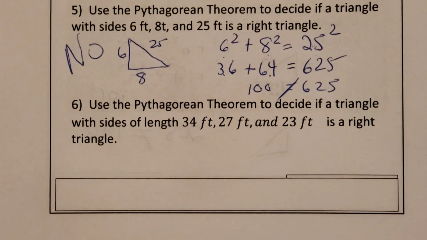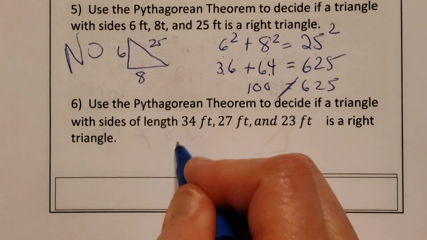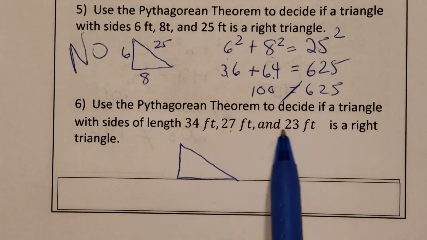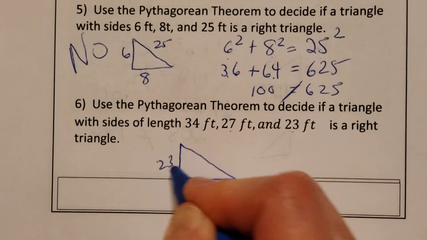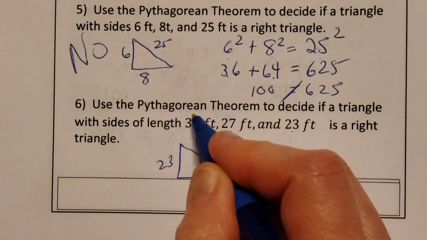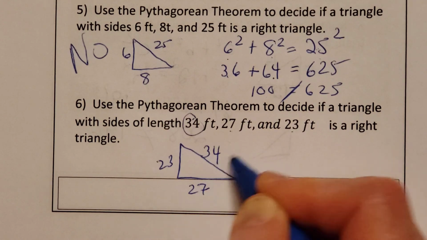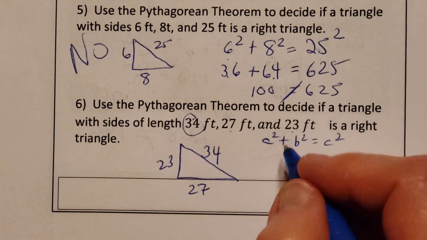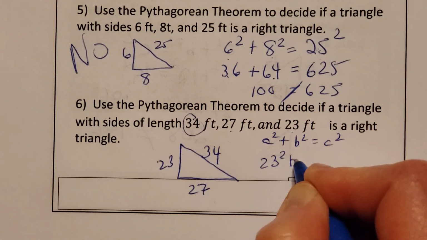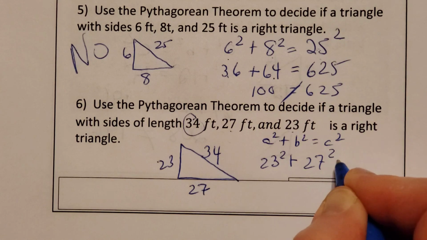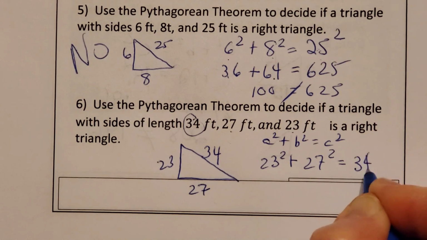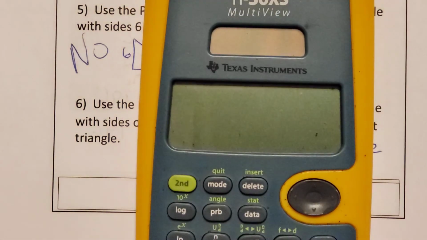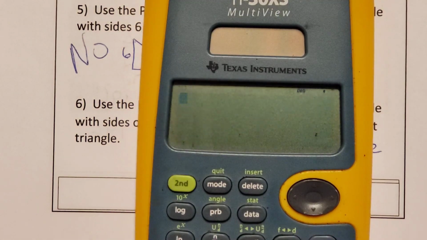All right, let's look at these three numbers, where our two shorter sides would be 23 and 27. And the hypotenuse would have to be 34. So we're going to do a squared plus b squared equals c squared. So a could be 23, b could be 27, and c is going to be 34. I don't know what these are, so we're going to use our calculator.